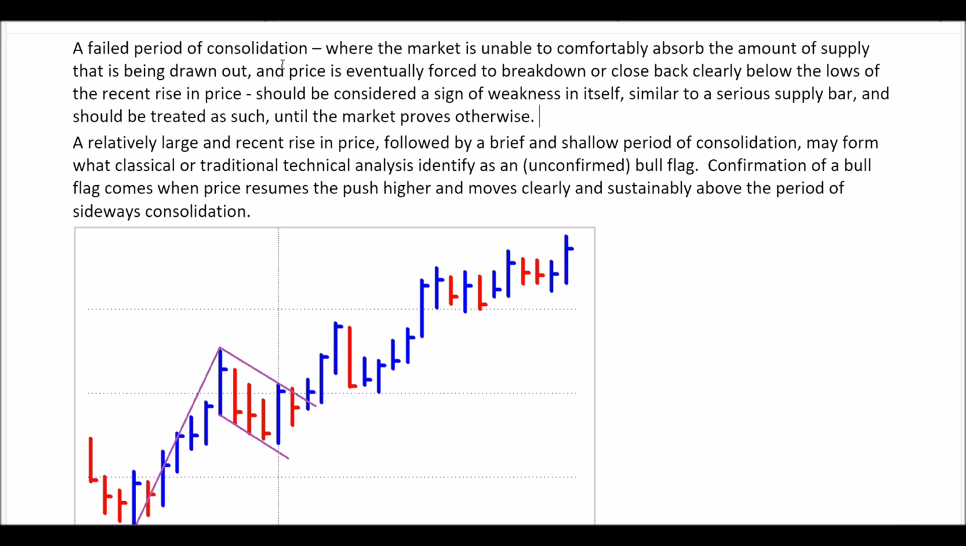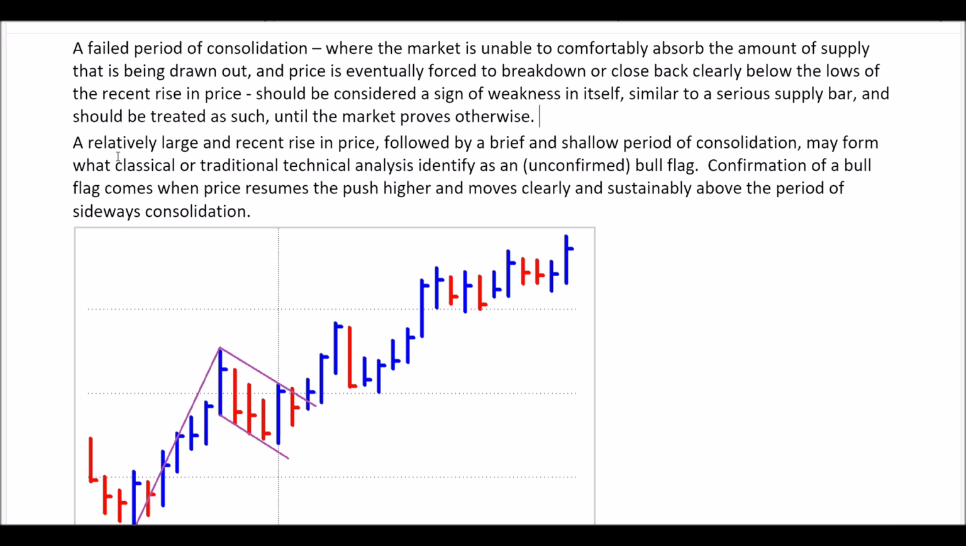A failed period of consolidation, where the market is unable to comfortably absorb the amount of supply that is being drawn out and price is eventually forced to break down or close back below the lows of the recent rise in price, should be considered a sign of weakness in itself, similar to a serious supply bar, and should be treated as such until the market proves otherwise.